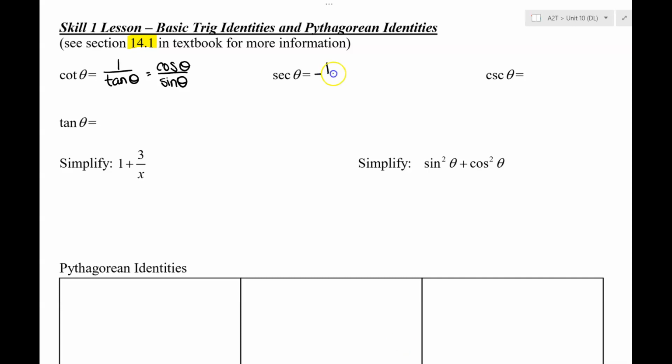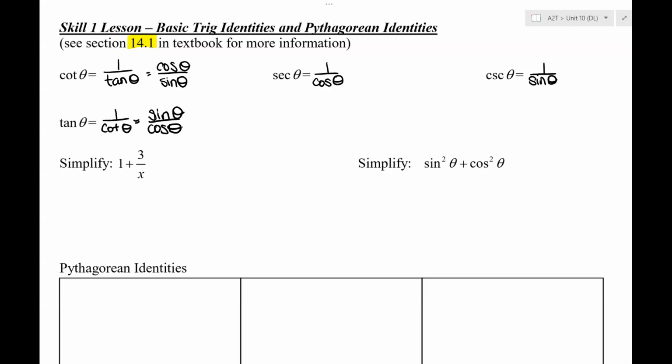Secant we know to be 1 over cosine of theta, right? The reciprocal. Cosecant is 1 over sine theta. Tangent is 1 over cotangent theta, which is a little weird, I understand, but it still can be written like that, right? Or sine theta over cosine theta. So those are considered the basic trig identities. You've been using them, didn't know they were identities. You're welcome.